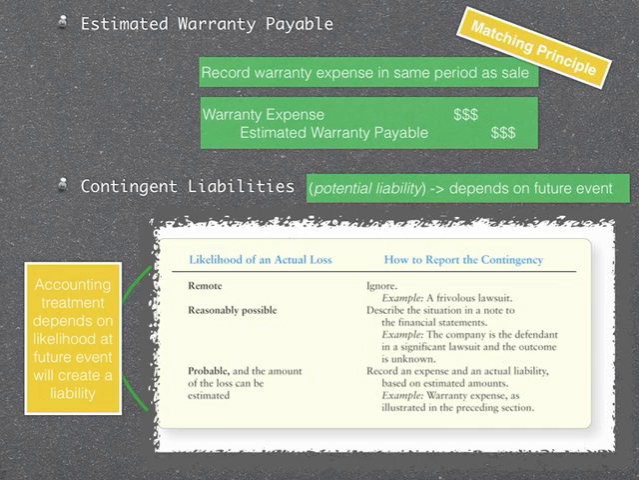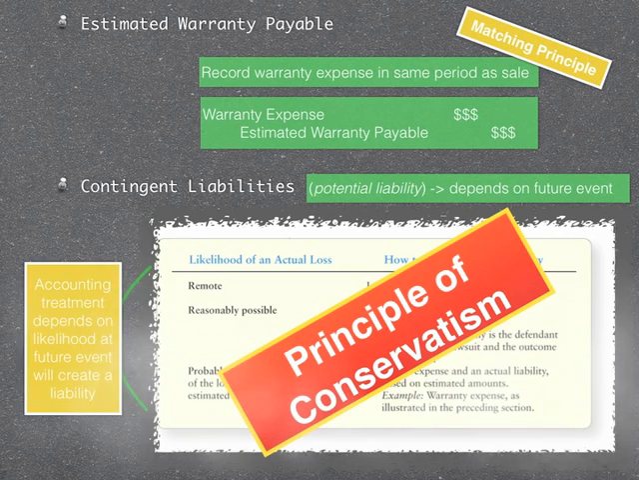Now, if the likelihood is probable and the amount of the loss can be estimated, we would actually journalize this transaction and it would be recorded as an expense and an actual liability based on these estimated amounts. This is the principle of conservatism.